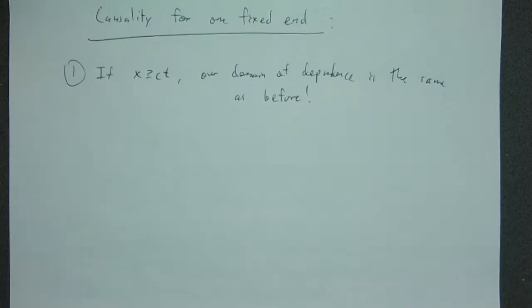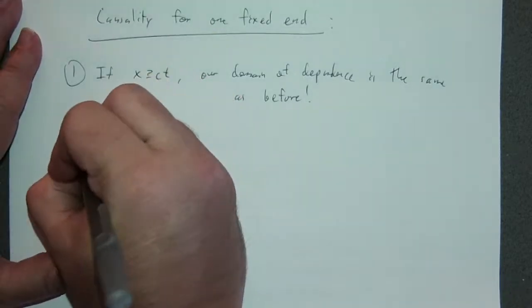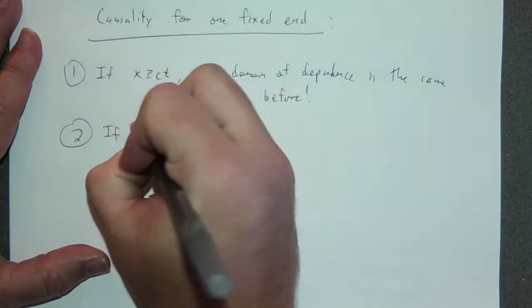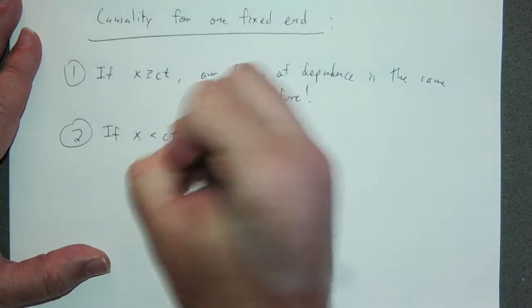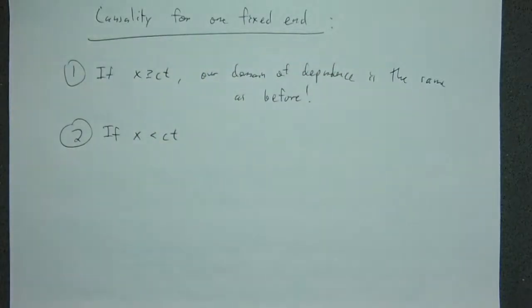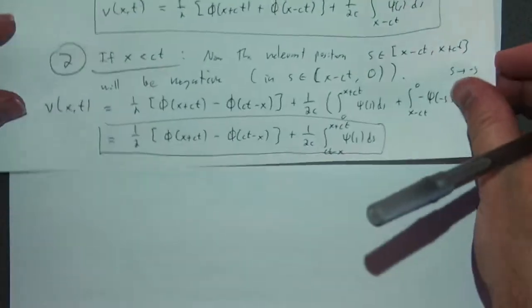We can think about that as if we're far enough away from the fixed end, then we don't expect to feel its effects in the same way, right? So then the question is, what happens if x is less than ct? Well, let's just look at our formula here.